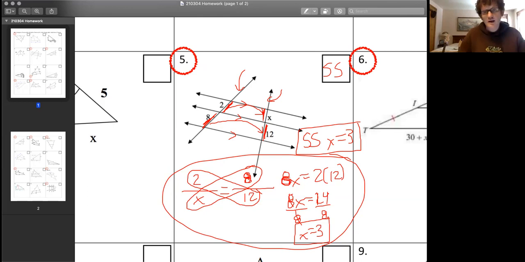So just for those of you who are coming in a little bit late, not realizing we had a different schedule today, today's practice is just a mix of side splitter and mid-segment theorem.